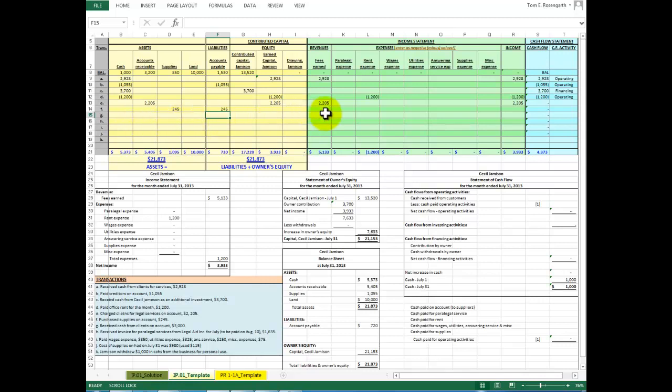No revenue or expense was incurred, and because there was no increase or decrease to cash because of this transaction, there will be no effect on cash flow. Transaction G. Excuse me. Cecil received cash from clients on account for $3,000. Pardon me. So cash increased $3,000.